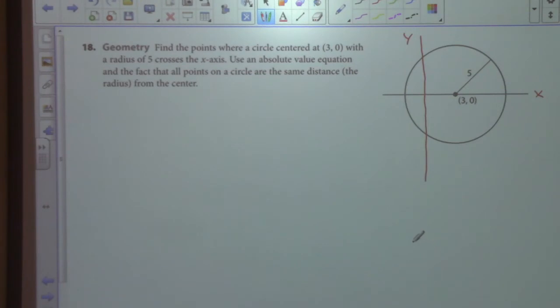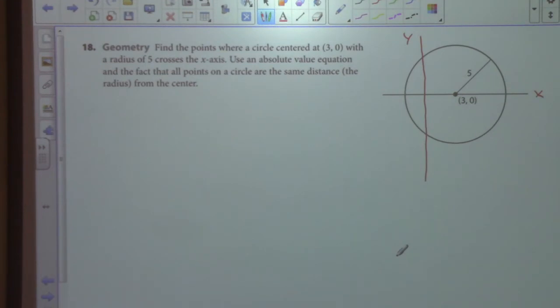And so you're looking at an absolute value equation, and the fact that all points in the circle are the same distance from the center. I had a hard time coming up with an equation for this, but I was able to figure it out without an equation. Any ideas on this one?